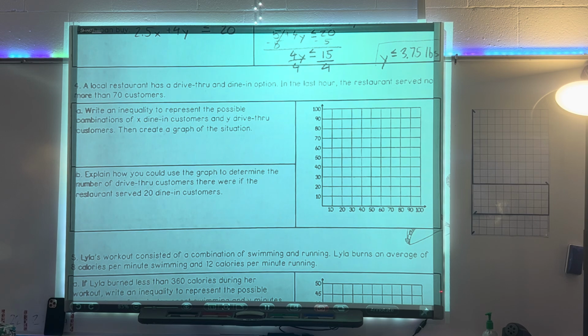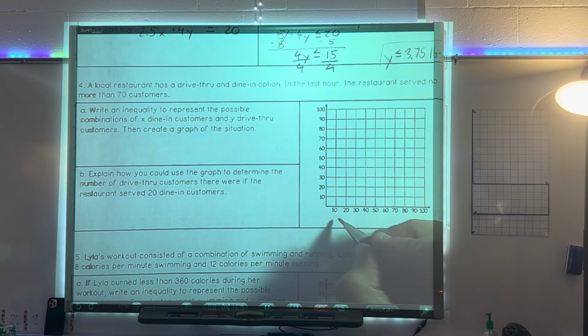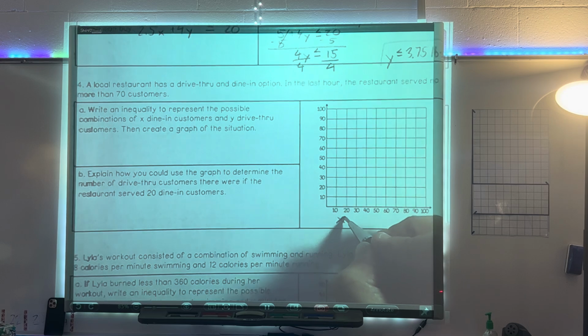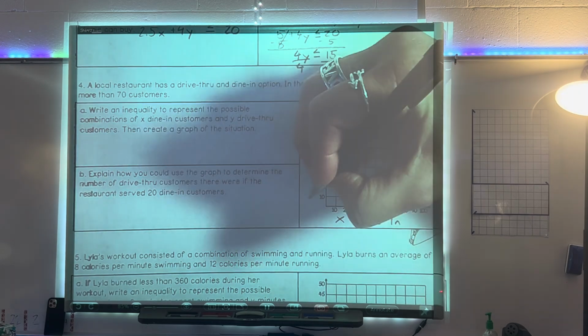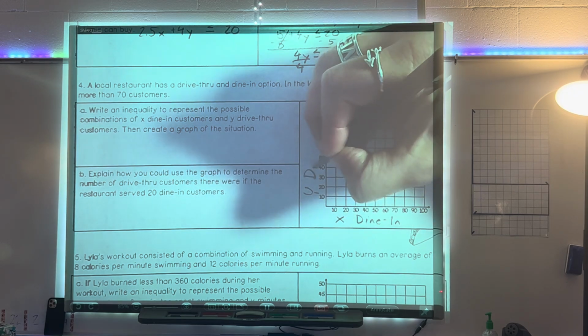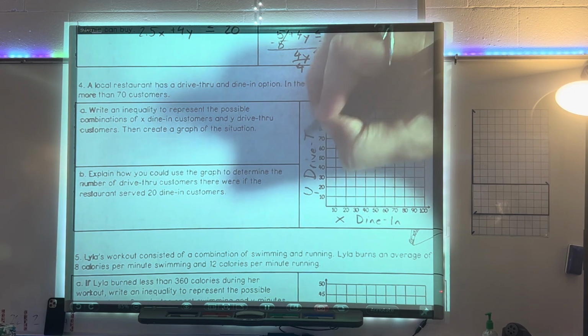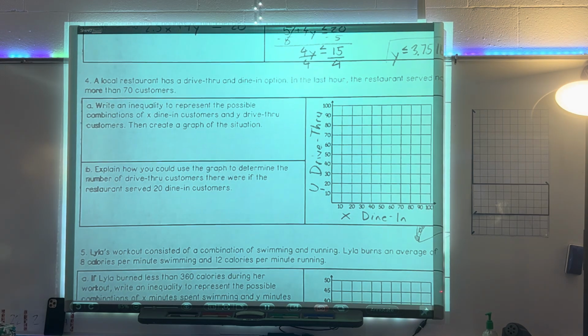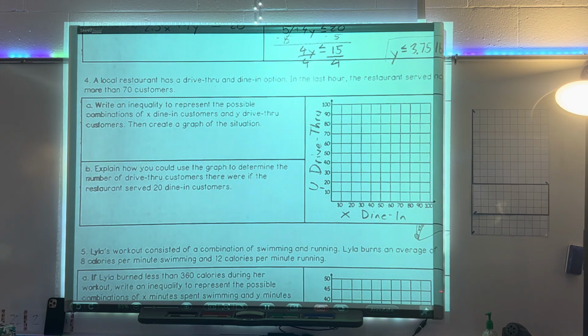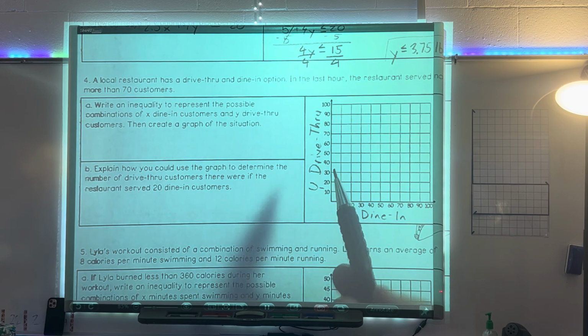Okay, I'm gonna go ahead and kind of deal with this. X is what? What did they tell us? Dine-in, and then that means Y is drive-through. I'll go ahead and label those, that way I know what X is and what Y is. Okay, so they're gonna serve no more than 70 customers. I have some of this, and some of this, so how am I writing that?